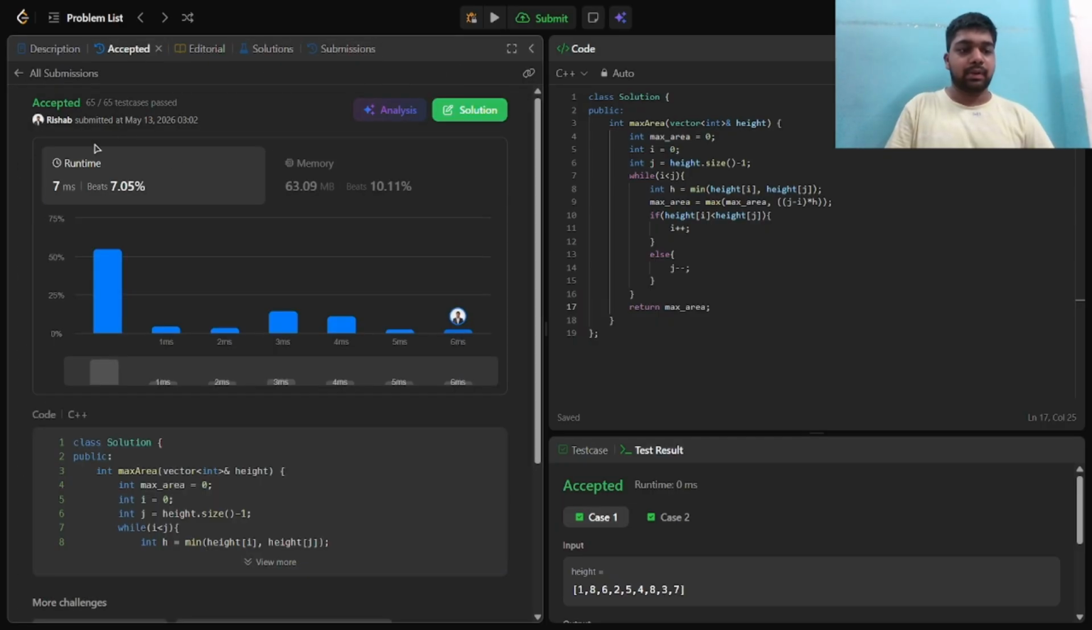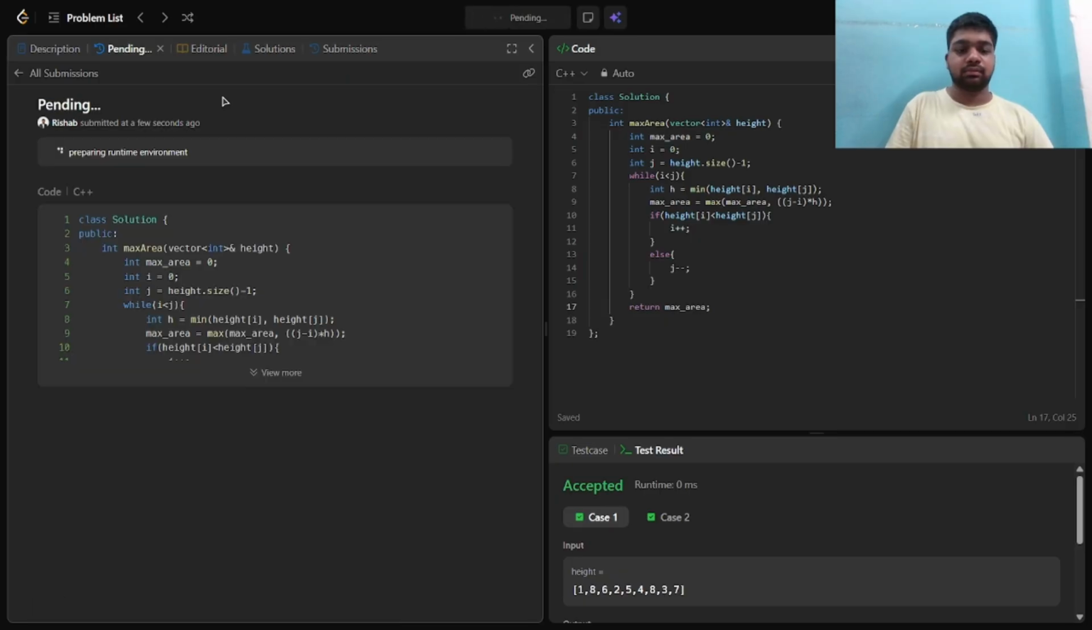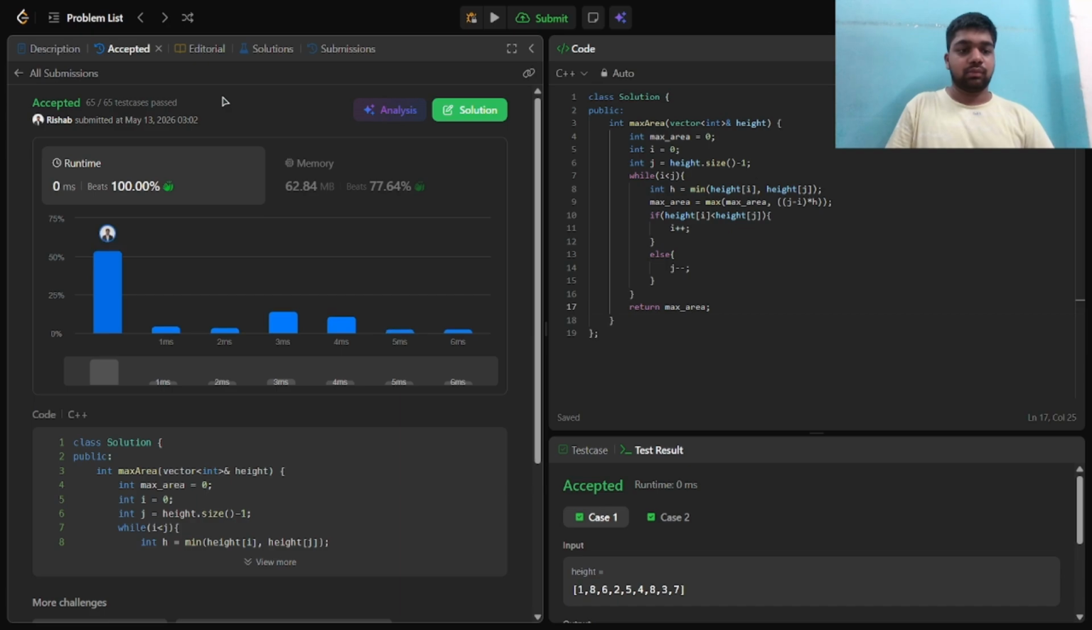Here our answer has a runtime of 7 milliseconds and it beats 7.05% of the people. Let's submit one more time. Okay, it improved to 0 milliseconds. That's the LeetCode variance. Now it beats 100% of people and the runtime is 0 milliseconds. The time complexity of this code is O(n), because each pointer moves only once, and the space complexity is O(1).